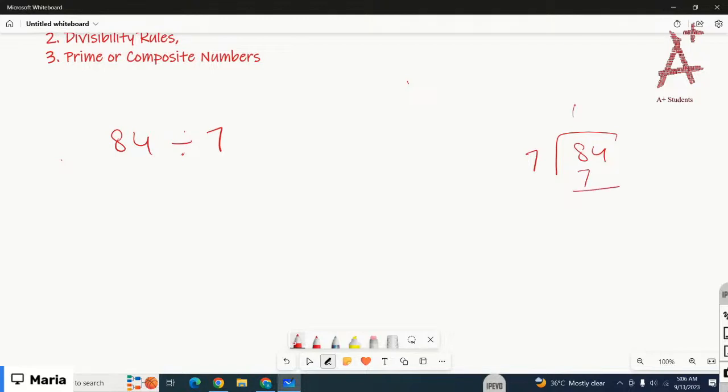7 times 1 is 7. 8 take away 7 is 1. Bring 4 down, that would be 14. 7 times 2 is 14, right? It divides evenly. You have the answer 2, remainder is 0. That means yes, 7 is a factor of 84, right?